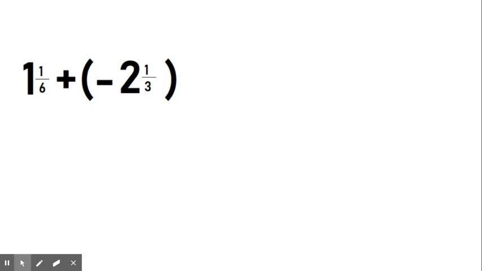So here's your example. 1 and 1/6 plus negative 2 and 1/3. So to first of all think big picture, if it were just 1 plus negative 2, what would it be? Now if you said negative 1, you're correct. And now what we need to do is first convert these two mixed numbers into improper fractions.